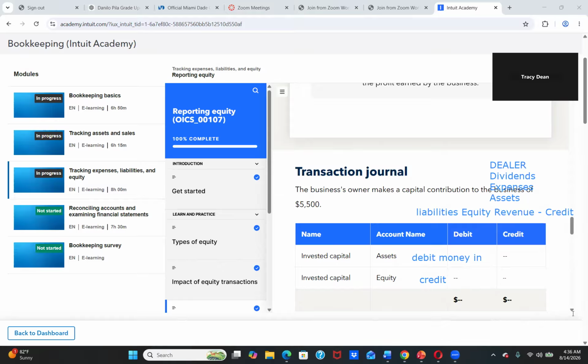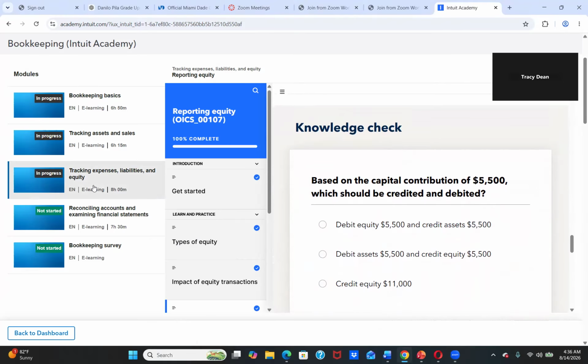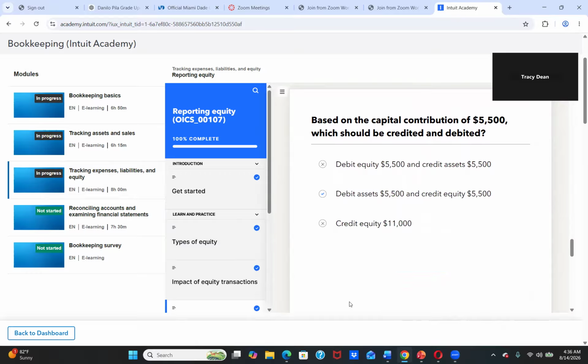So now that the assets went up and our equity went up, let's look and see how we are going to do this. It says based on the capital contribution of 5,500, which should be credited and debited. So we're going to debit our assets of 5,500 and credit equity of 5,500. So let's go ahead and submit.